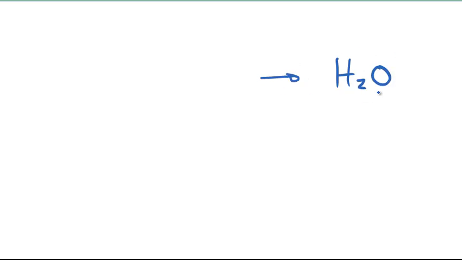So here's the chemical formula for water, and if we wanted to make water from scratch, you can see that you're probably going to need a source of hydrogen as well as a source of oxygen. So if you want the product of your chemical reaction to be water, you're going to need some hydrogen and some oxygen.